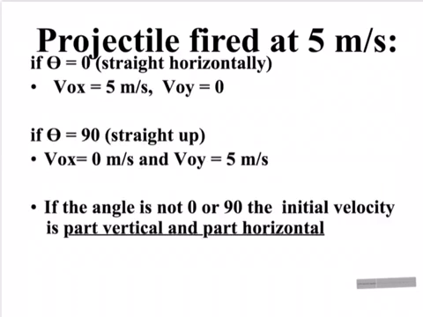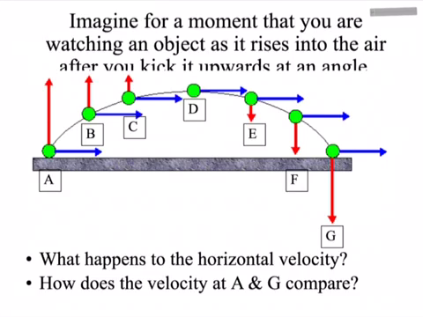If the angle is not 0 or 90, the initial velocity is going to be part vertical and part horizontal, meaning it's being launched on an angle, and we have to think about what's going on horizontally and what's going on vertically. Imagine for a moment that you're watching an object as it rises into the air after it is kicked upward at an angle, like a soccer ball or a football being kicked up into the air, and you're observing at all these different points.